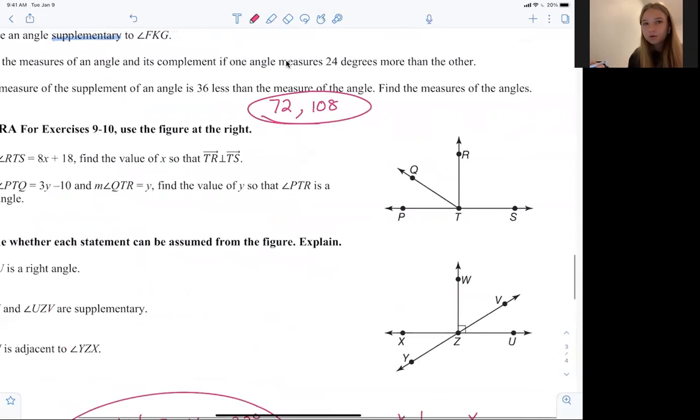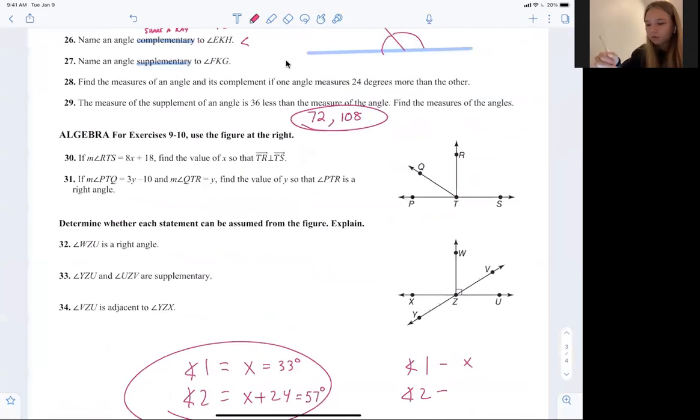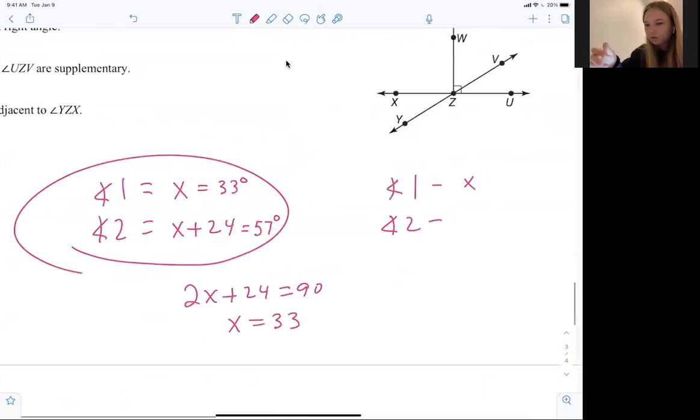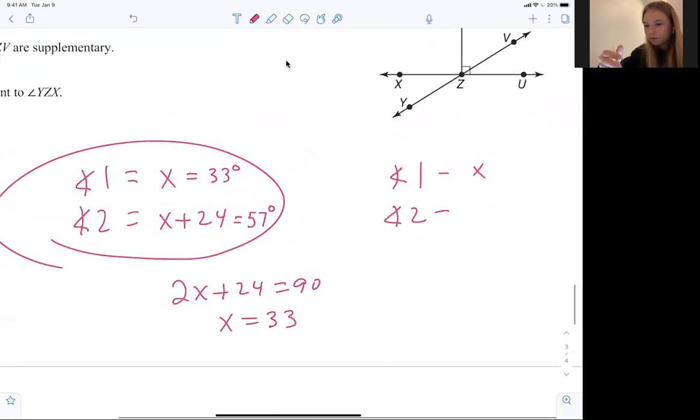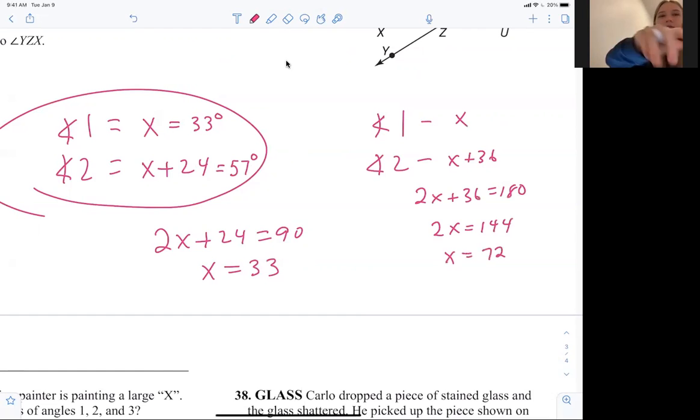Wait a minute. The measure of the supplement of the angle is 36 less than the measure of the angle. So you just did what here? I did X and then X plus 36. No, just leave them alone. So then it was 2X plus 36 equals 180. And so what did that get? 2X equals 144 and X equals 72. And then I added. Yeah.